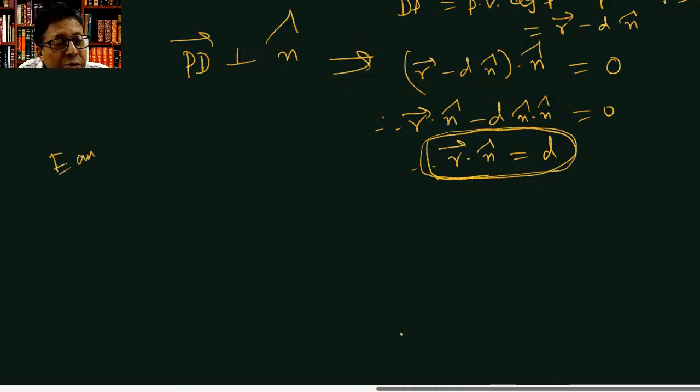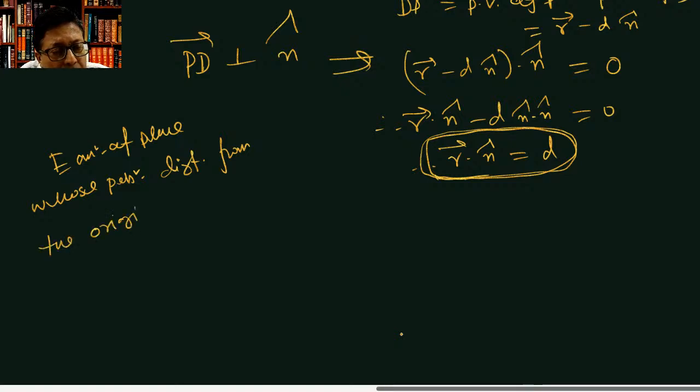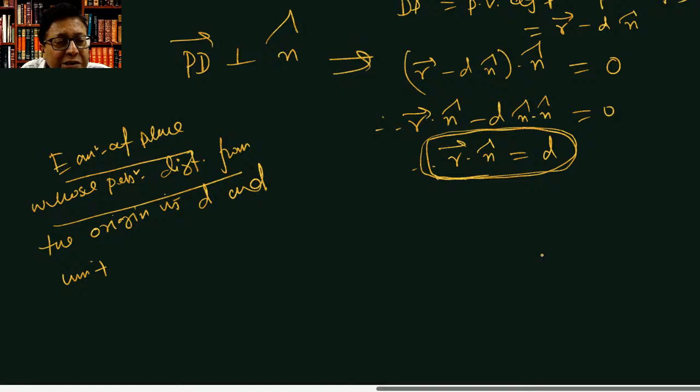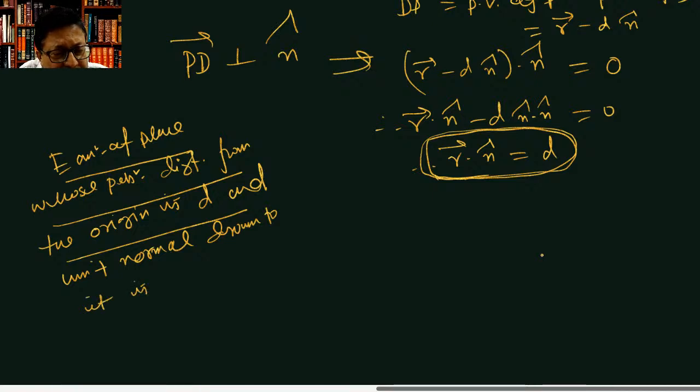This we have derived: the equation of a plane whose perpendicular distance from the origin is D and the unit normal drawn to it is along n cap. So the equation of the plane whose perpendicular distance from the origin is D and unit normal drawn to it is n cap is given by this equation.